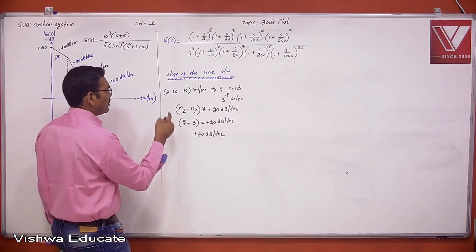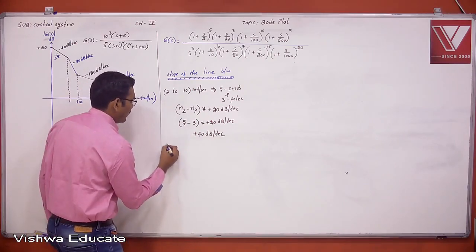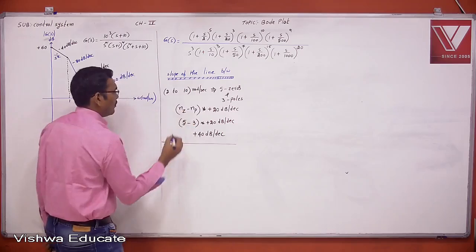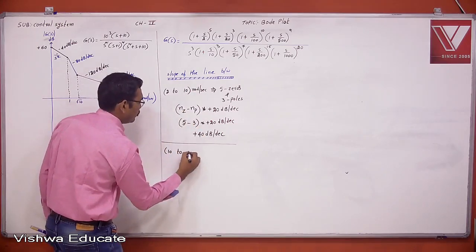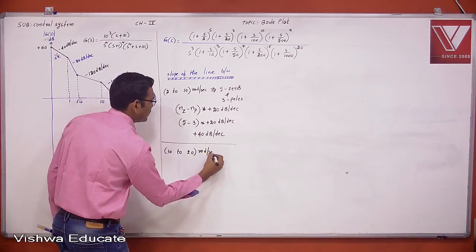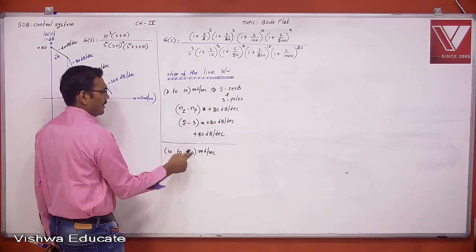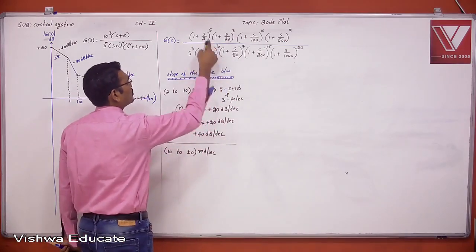Now you take one more thing. What is the slope of the line between 10 to 20? You write one more question, 10 to 20. Slope of the line between 10 to 20 radians per second means consider all the terms less than 20 radians per second. Less than 20 means now 6 poles, 5 zeros.